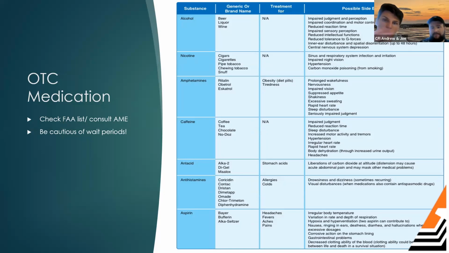And we can see how this list goes down to substances. What it is, the brand, generic. Cigars, cigarettes, wine, liquor, beer. They can go through treatments. Sometimes with treatment there's nothing you can do but wait it out. You just have to let your body recover and fly another day. And then you see the possible side effects to be aware of. One thing to be really aware of, especially with antihistamines, is to be very cautious of the wait periods that they have for the FAA's wait list.